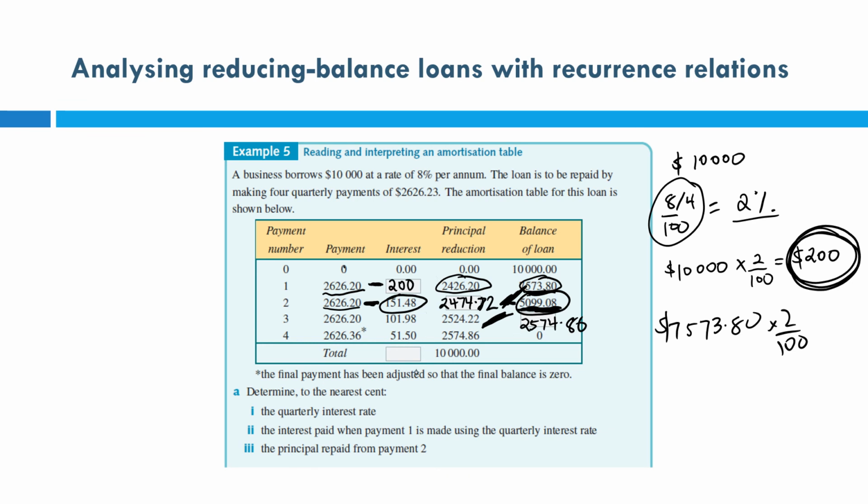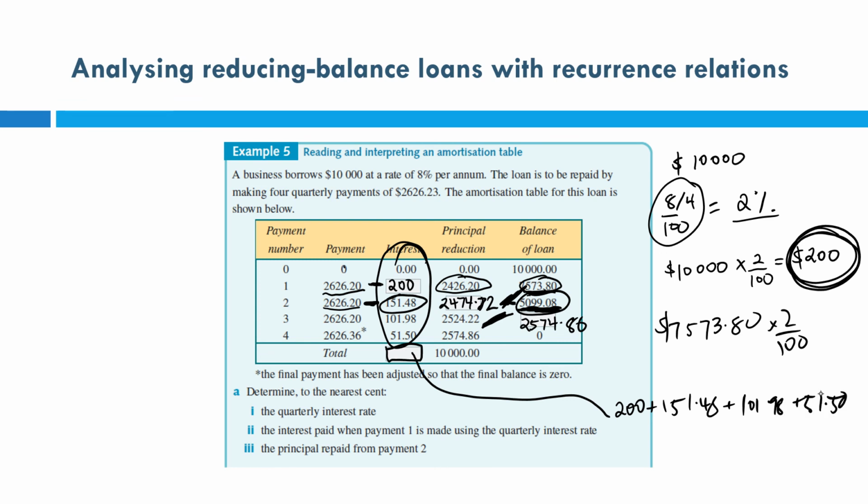What have we got to do for the other empty box down here? Okay, right there. So that's the total interest that's paid. So we have to add all of those together. And when we add them up, 151.48 plus 200 plus 101.98 plus 51.50 will give me a total of? Well, our total interest is $500.96. Beautiful. And we add that to 10,000.